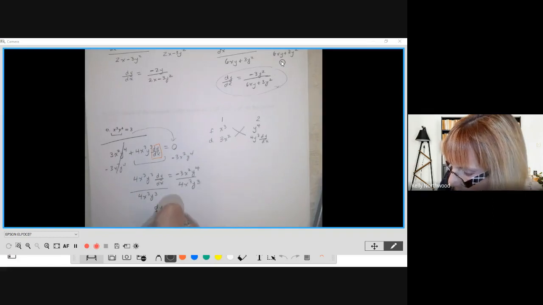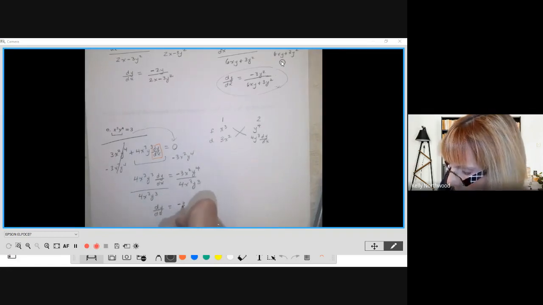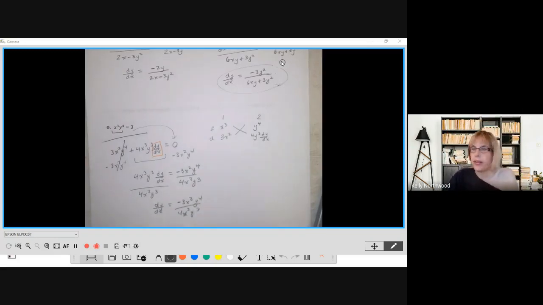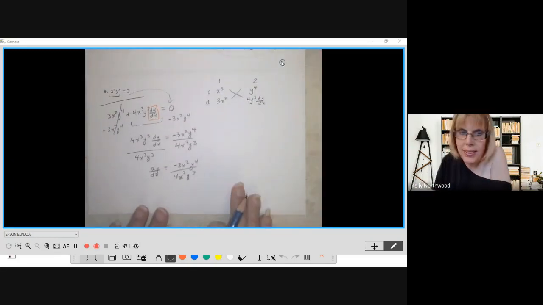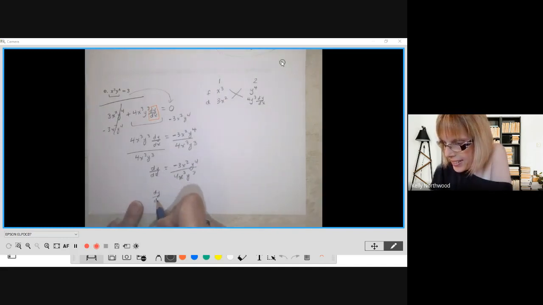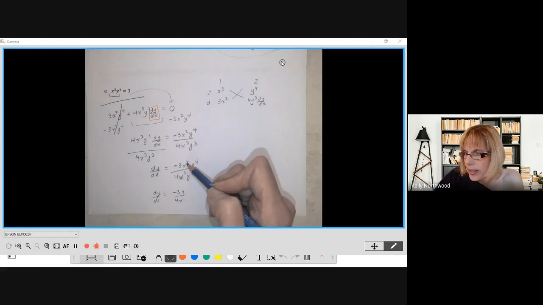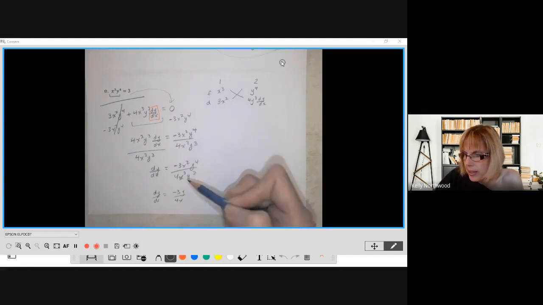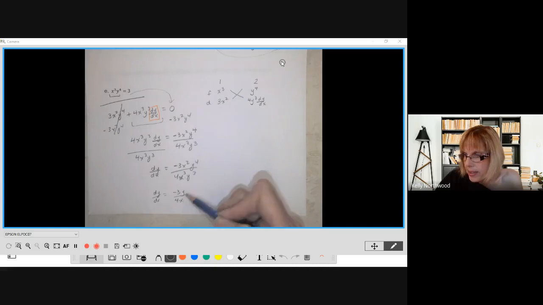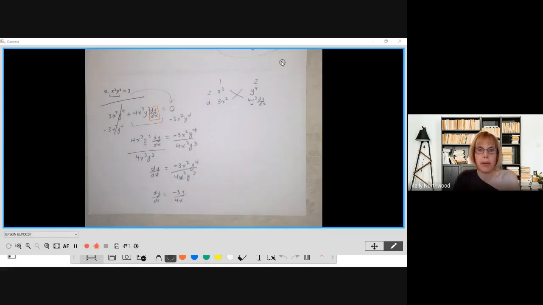I know this one would be really tempting to simplify, and again, you can. It's up to you. So you can either leave it like that, or if it's just bugging you, you can say it's negative 3y over 4x. You can see you have an x squared in the numerator and x cubed in the denominator. So you'd end up just with an x in the denominator. Same with a y fourth in the numerator and a y cubed in the denominator. You can use exponent rules to get it to negative 3y over 4x.